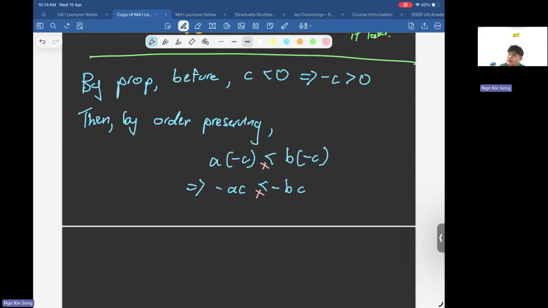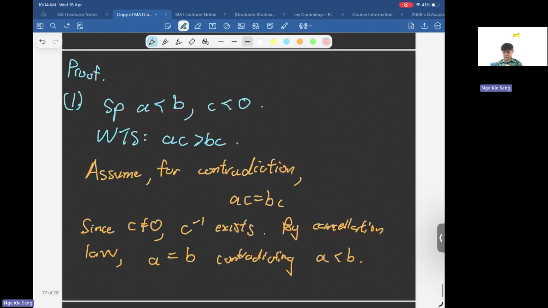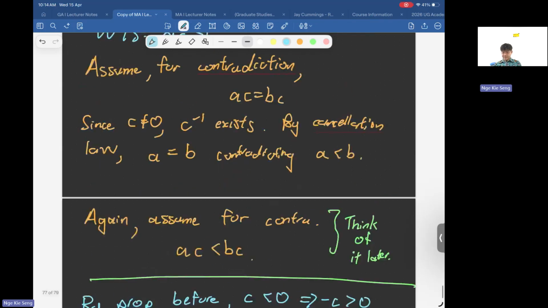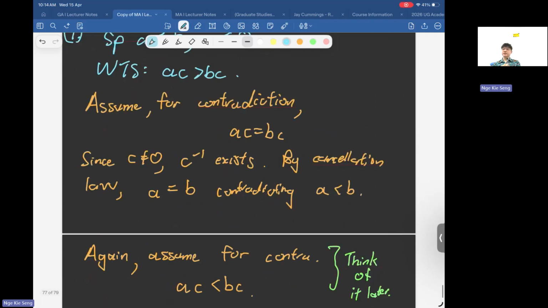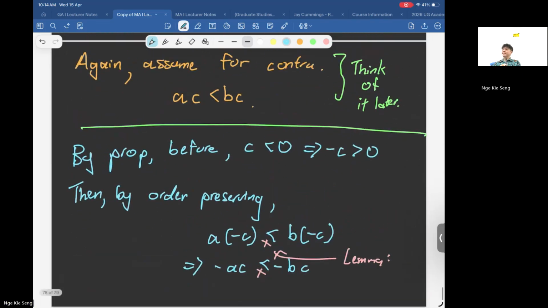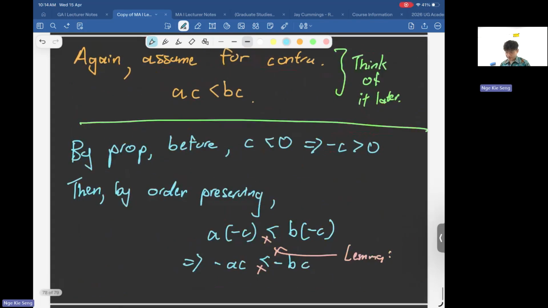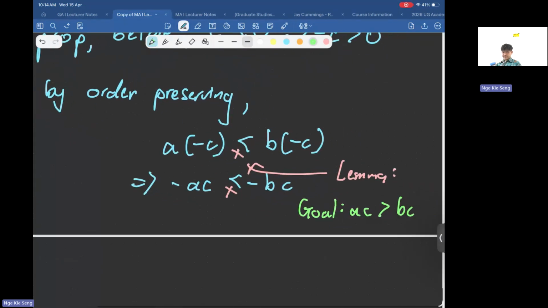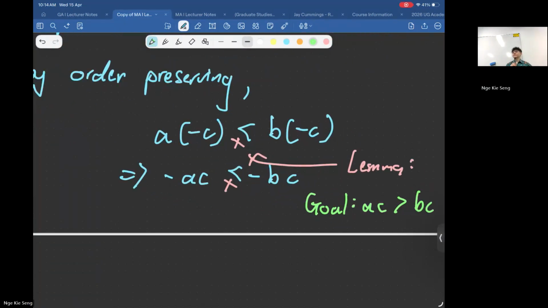This is not equal. Maybe you can make it a lemma here. But basically it's what we did here actually. So it's not equal, it's less than. Then, is this what we want? Negative AC less than negative BC. What do we want? AC greater than BC. So what can we do next? Do you see a difference? Maybe I write down the goal here. So the goal is AC greater than BC. How do we proceed?